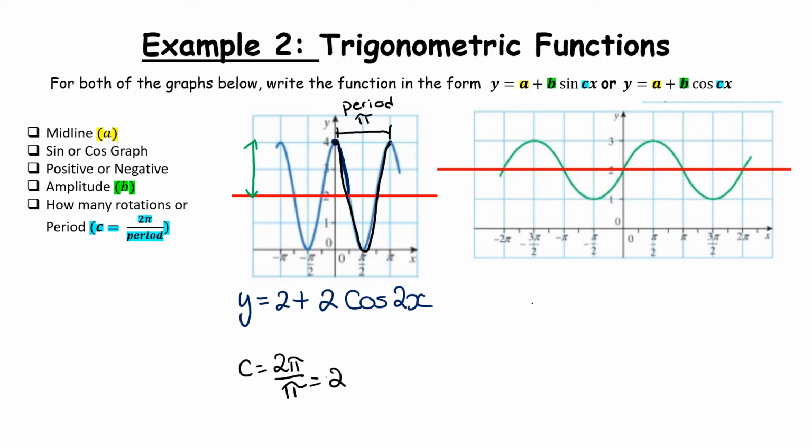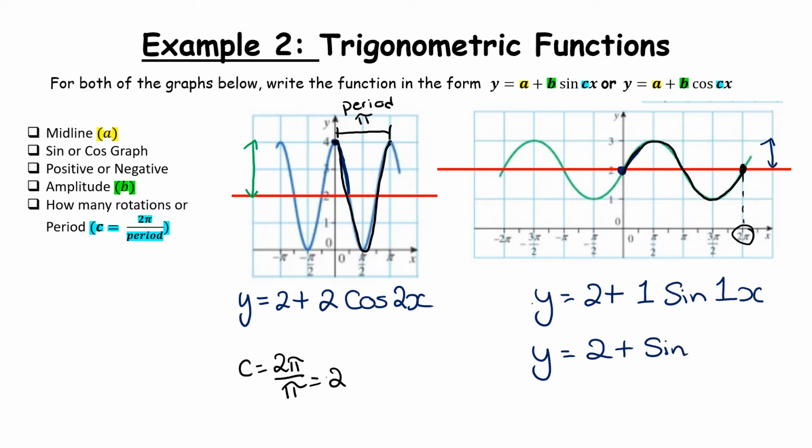Then for the next one, we have y equals. My midline is at 2, so that's my starting point. I then need to figure out if it's sine or cosine. It starts, remember, at the y-axis on the midline, so this is sine. The first section is above the midline, so it's plus. The amplitude is 1, so a 1 goes here. For C, I'm going to see how many times it rotates in 2 pi. It goes down and up. It only does one rotation in 2 pi, so I end up at 1x. Now, we would never usually write it like that. We would generally just write it as sine x, and we wouldn't include our ones.